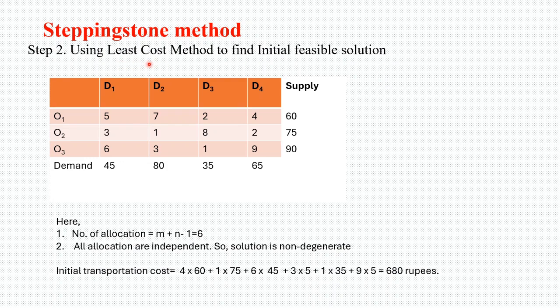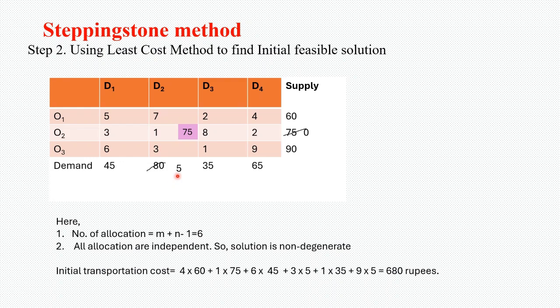First identify the cell with minimum value. 1 is the minimum value and there are two 1s. We can choose any one. We are choosing this cell with 1. Here supply is 75 and demand is 80. 75 is less. Hence allocate 75. Now here 75 minus 75 is 0 and 80 minus 75 is 5. As supply is 0, delete the row.